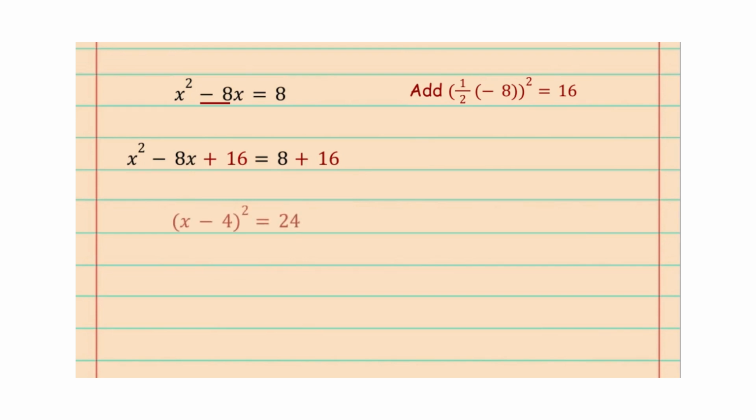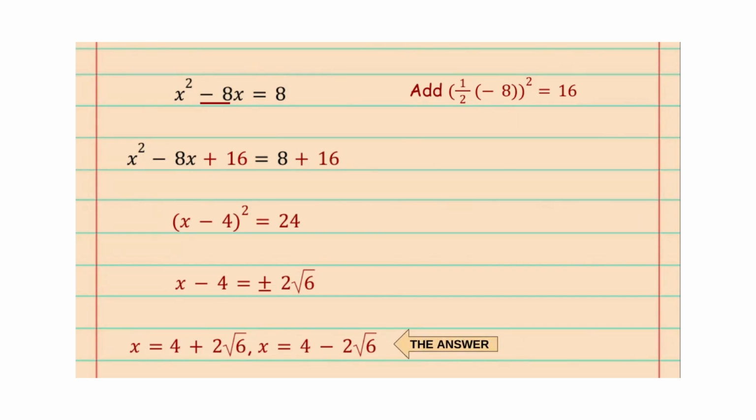Factoring the left-hand side, we get x minus 4 quantity squared. Adding 8 and 16, we get 24. Then we apply a square root to both sides, and you know what happens next because we've already done this problem. X is equal to 4 plus or minus 2 square roots of 6. That is the answer. And now we can get it thanks to Al-Khwarizmi's completing the square method.